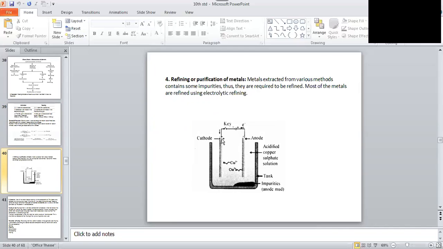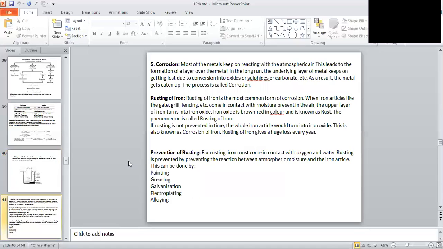This is the cathode, a negatively charged metal rod. This is the anode, a positively charged metal rod. These rods are connected to the battery. This is an acidified solution of metal salt. Here copper sulfate solution is taken. When electricity is passed, reaction takes place, that is reduction at the cathode and oxidation at the anode. So copper metal is deposited at the cathode and here sulfur dioxide gas is given out at the anode. So that is about the extraction of metal.